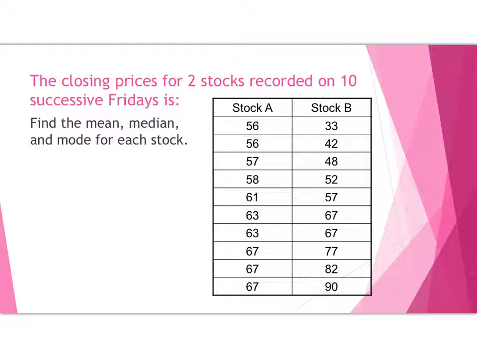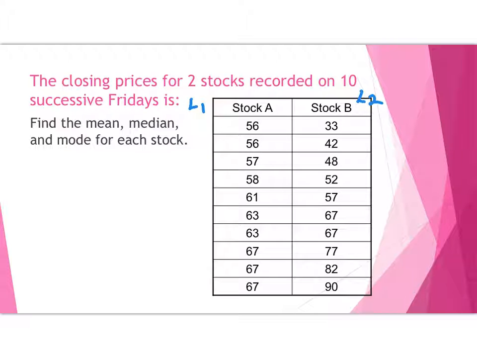Alright, let's sort of review to start with. We want to find the mean, median, and mode for each stock. Mean, median, and mode, if you'll recall, are measures of center. We want to let the calculator do the work, so we're going to put stock A into L1, and stock B into L2. Now we want to find the mean, median, and mode for each stock.